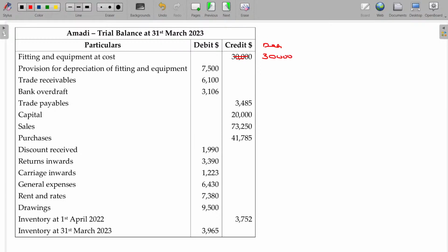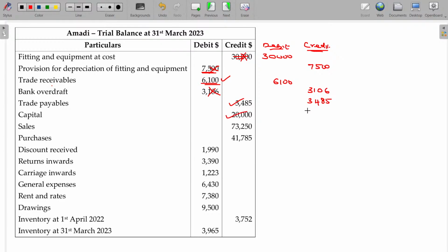Provision for depreciation, a provision, should be on the credit side, so I put that value on the credit side. Trade receivables, an asset, should be on the debit side; of course it is correct. This one wrong, this one wrong, this is correct. And the overdraft should be in credit, it's a liability you are supposed to pay, so it should be on the credit side, 3106. Trade payables, liabilities, they have properly shown, so 3485.